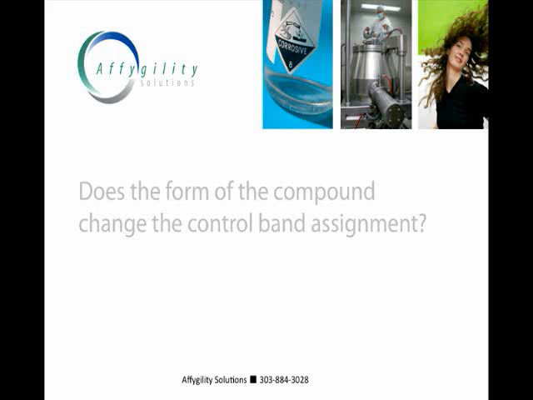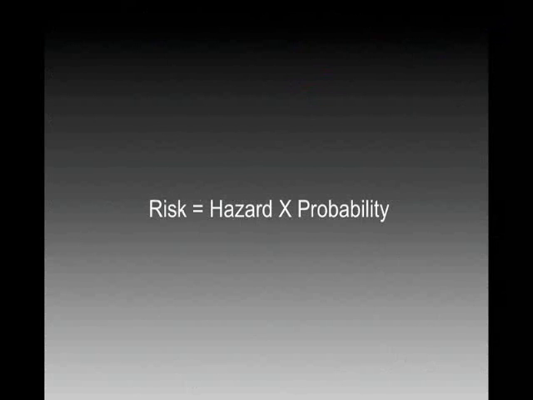Well, that's a very interesting question, and the way I'd like to answer this is to discuss evaluation of risk in general. Here at Affygility Solutions, when we're looking at risk, it is really a function of hazard times probability. The hazard of an active pharmaceutical ingredient is based solely on the toxicology of the API. And as you know, there's really not much you can do to change that.